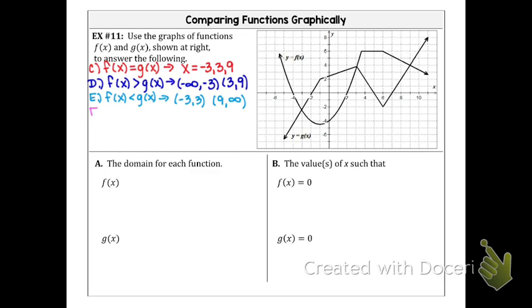All right, F says for which x values g of x is greater than 0. So g of x is greater than 0. So that means where my g function is above the x-axis. So right there and right here. So from negative 2 to 5, and then 7 to infinity.